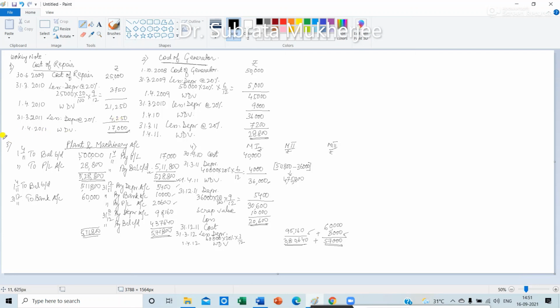So the first working is regarding the cost of repair that was wrongly capitalized. The second working is the cost of generator that was charged to profit and loss account. The third working is regarding the plant and machinery ledger. And the fourth working is the transaction that took place in the year 2011-12.